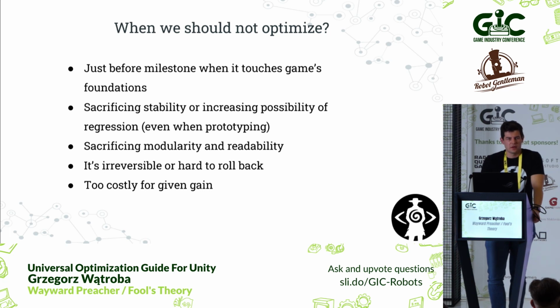Also, when it's some kind of irreversible process, because we have lots of interconnected elements, we shouldn't touch that. And of course, when it's too costly for a given gain, it's maybe sometimes better to raise performance by 3% if it costs 1 hour of work, than 5% and it costs, for example, a week of our work.